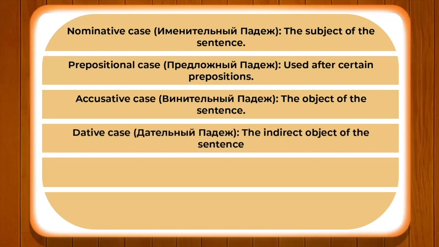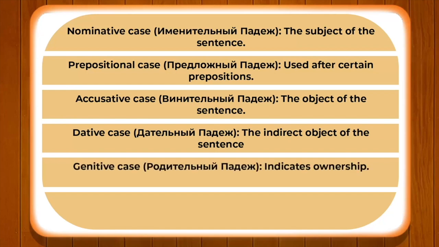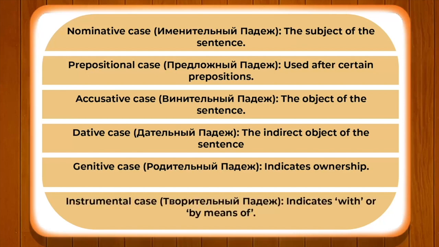The fourth one is the dative case. It is known as datelny padezh. The indirect object of the sentence is determined in this case. Then we have the genitive case, which is known as roditelny padezh, which indicates ownership. If you remember, we have talked about time and counting, etc. We also cover that in this case. And then the last one is the instrumental case or tvoritelny padezh, where we indicate with or by means of, like s kem, s chem, and many other expressions which are used in these 6 cases.